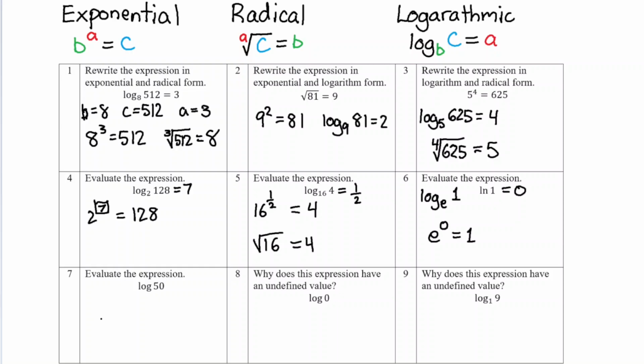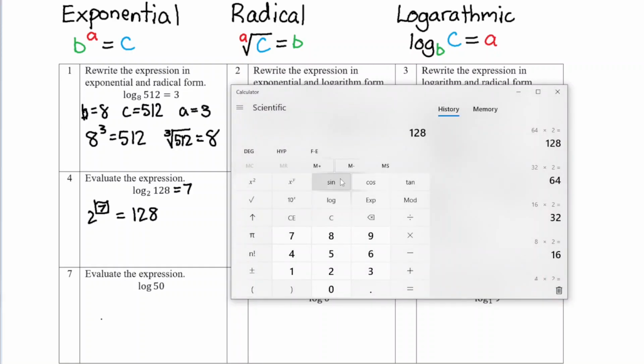Cool. Evaluate the expression log 50. There is no trick to this one. You just type it in your calculator. Oh, I got to clear it first. Log 50. Now this is the computer calculator, so this one works a little bit differently. You have to type 50 first and then press log. But in your handheld calculators, you type log and then you type 50 and then you get this answer, 1.699.